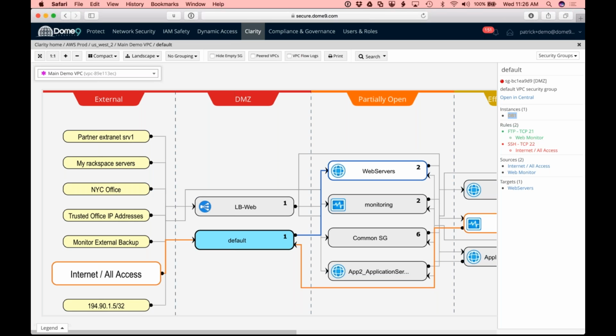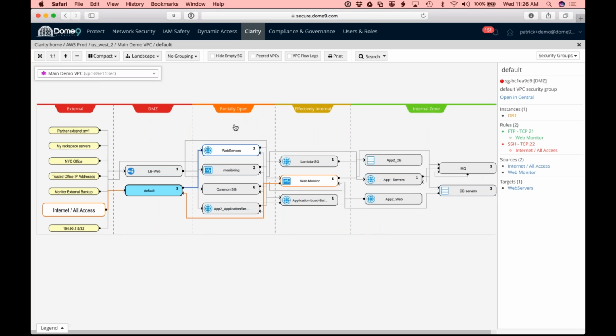So I've got, just by first glance at my Clarity illustration, some real challenges here. One, I'm using a default security group that I really shouldn't, right? It's a best practice that I shouldn't use this at all. I've got it populated with rules, which is bad enough, but then I've also got a resource assigned to it, a database server. So this is a definite problem, and Clarity makes it very, very simple to see.